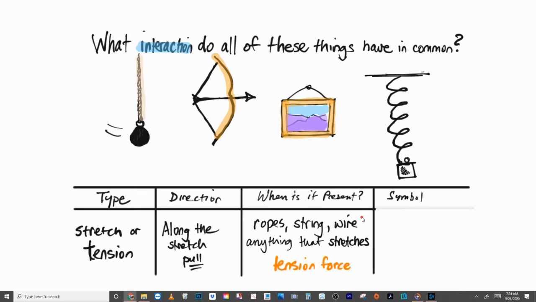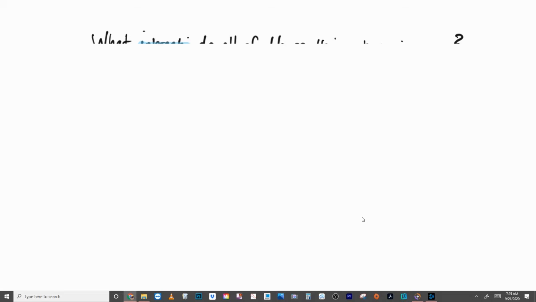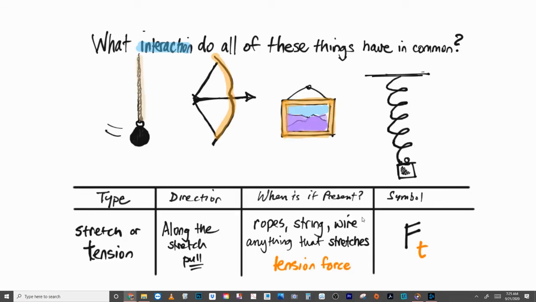Oh gosh, rope, string, wire, anything basically can stretch. So like even clay, if you're stretching clay, the stretchy bands that you exercise with, those things, bungee cords, you name it, anything that can stretch. This is called the tension force. And the symbol is capital F, little t.